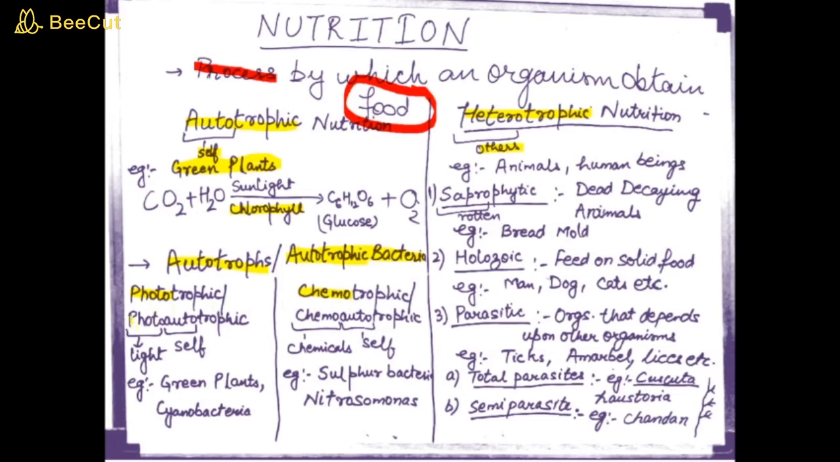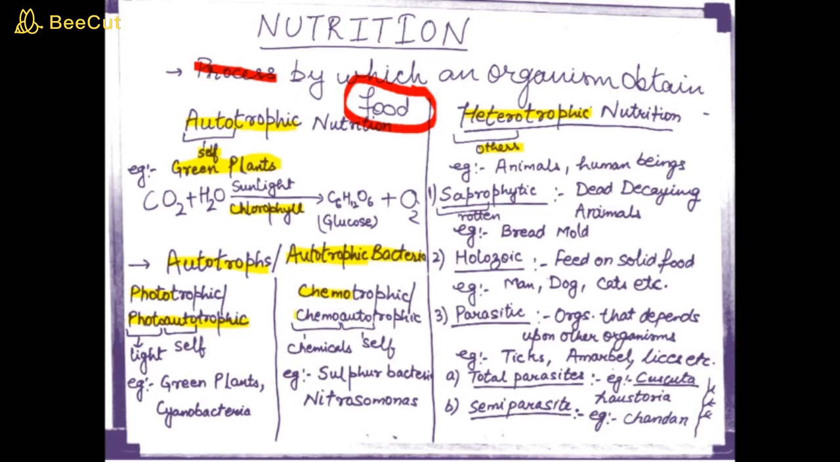Phototrophics are also known as photoautotrophic organisms, meaning the organisms that derive their nutrient from light on their own. And we have already studied the example of green plants and cyanobacteria.